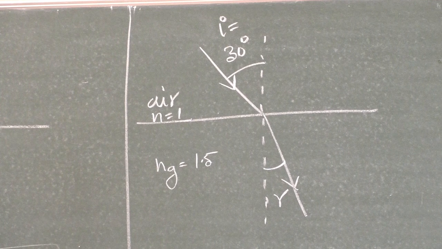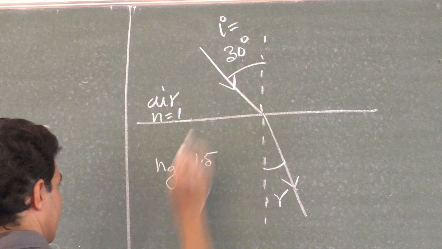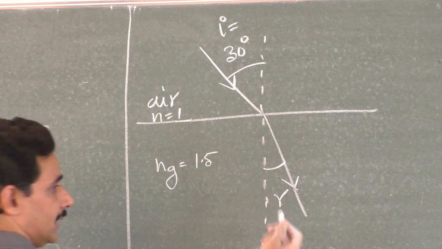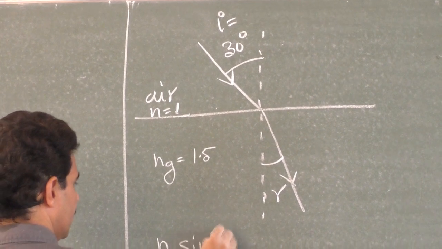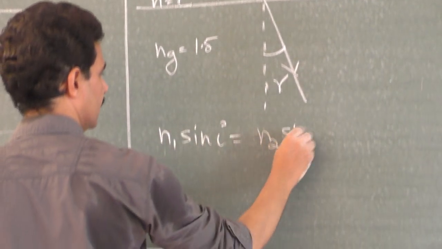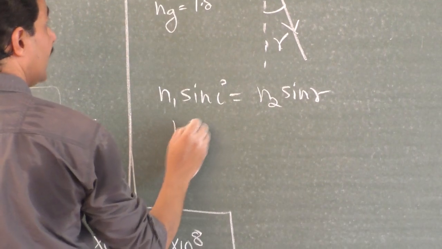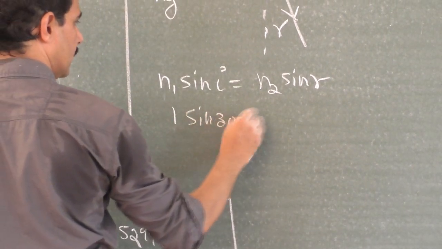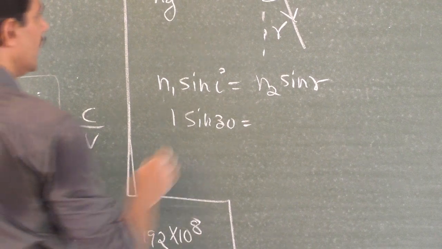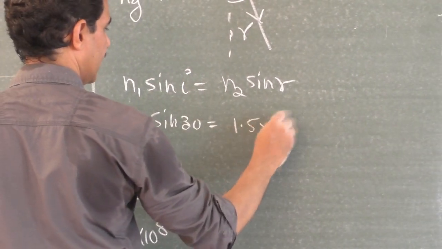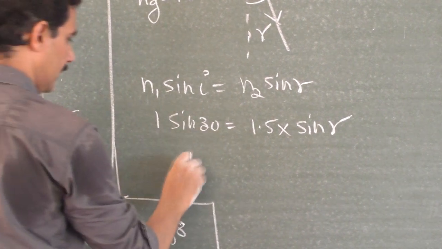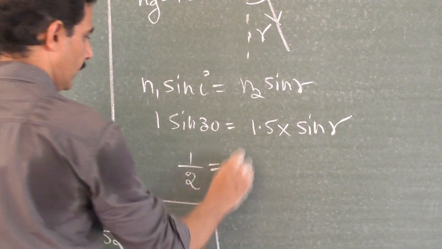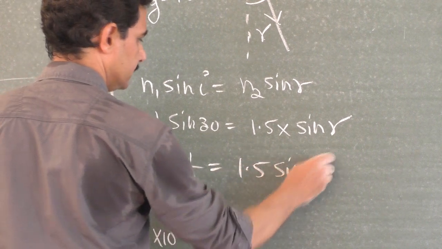You apply that cross multiplied general law. Refractive index into sine of the angle. That will do. So I will write N1 sine I is equal to N2 sine R. What is N1? 1. Sine I, sine 30, is equal to N2, which is 1.5, sine R. Sine 30 degrees is half, 1 by 2, is equal to 1.5 sine R.